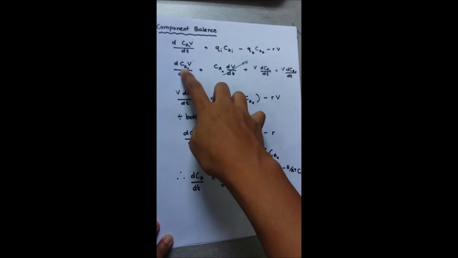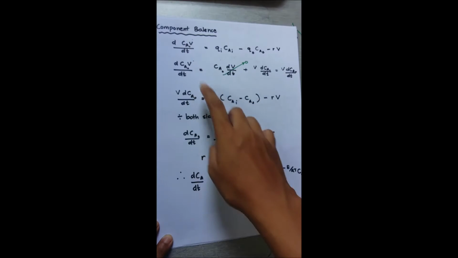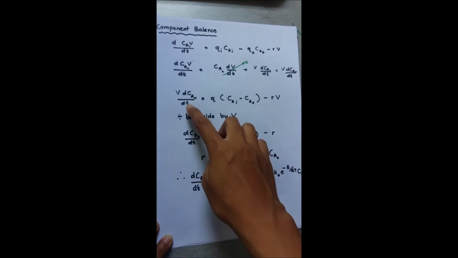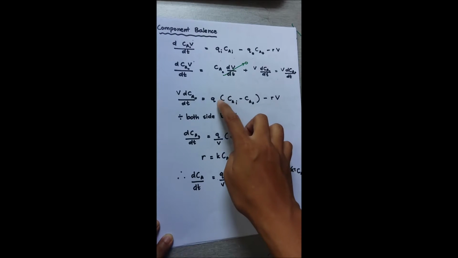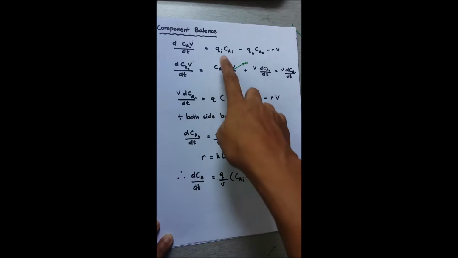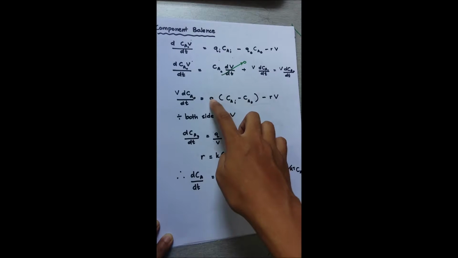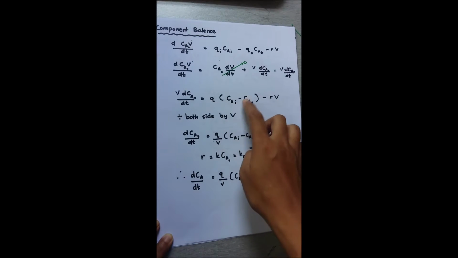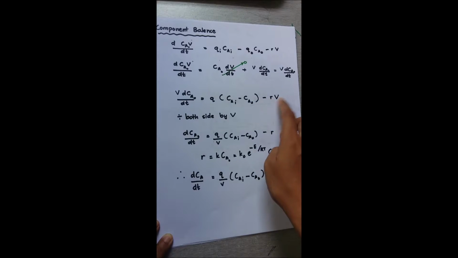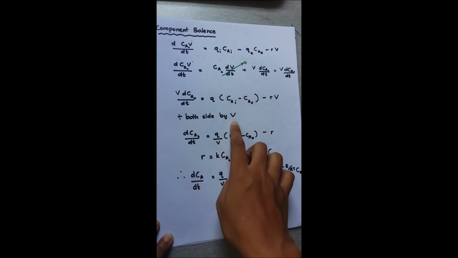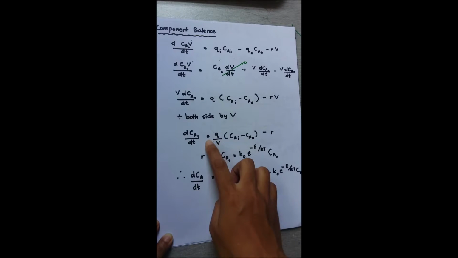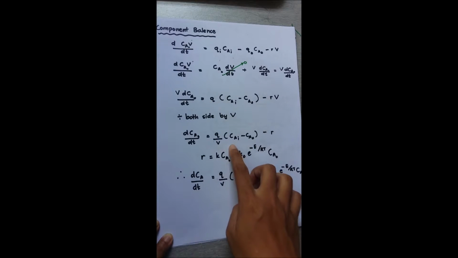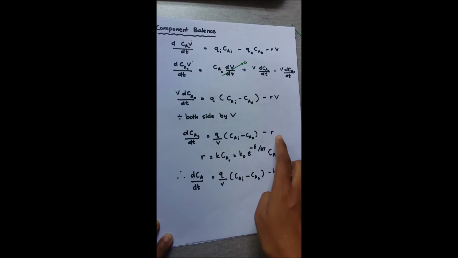After that, we put the value back into here, and thus V dCA naught by dt will be equal to Q times CAi minus CA naught minus RV, since Q is constant so Qi and Q naught are equal and Q can be taken out. Then we divide both sides by volume, so dCA naught by dt is equal to Q by V times CAi minus CA naught minus R.